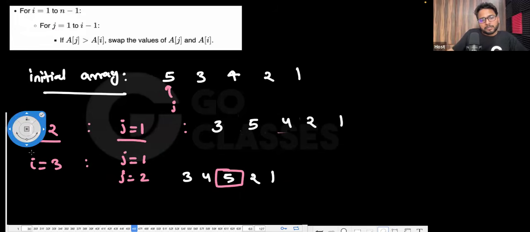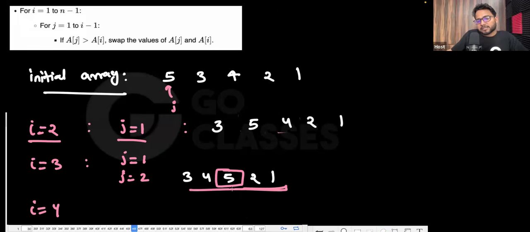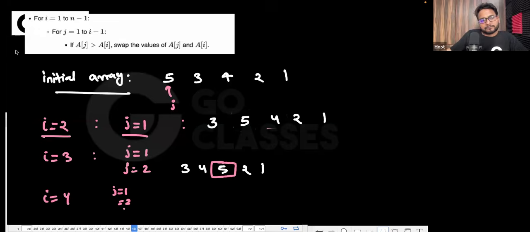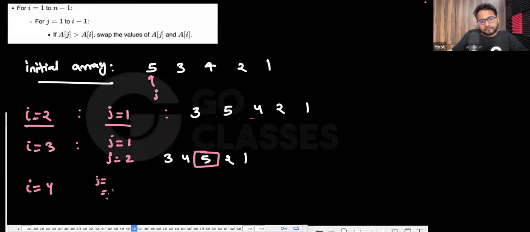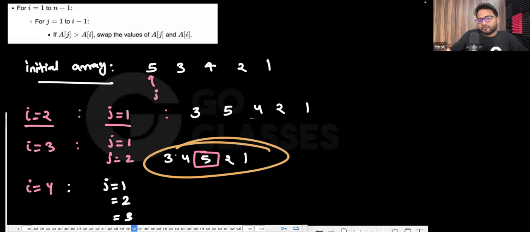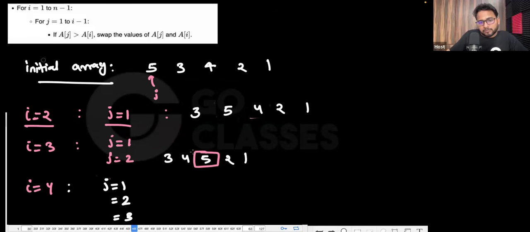See, for i equal to 4, this was the initial array. This is the initial array for i equal to 4, and j will be running for 1, for 2, and then for 3 also. j will be running for 1, 2, 3. Now this is the initial array for i equal to 4. Let me just remove this.